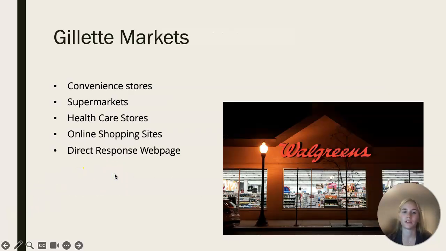Gillette markets. So you can find Gillette razors in convenience stores, supermarkets, healthcare stores, online shopping sites, and their direct website. Convenience stores such as Walgreens, Rite Aid, Walmart, Target are all examples of places that Gillette products are found.